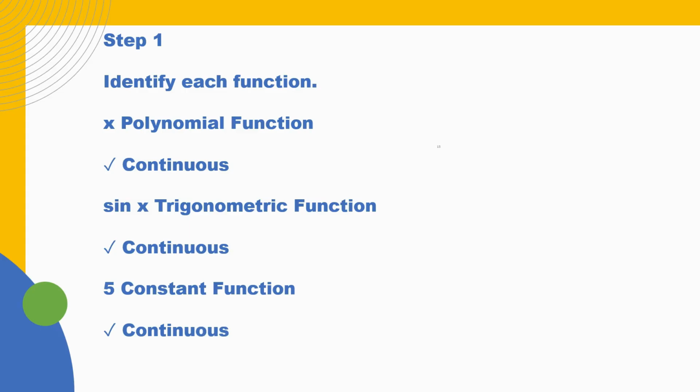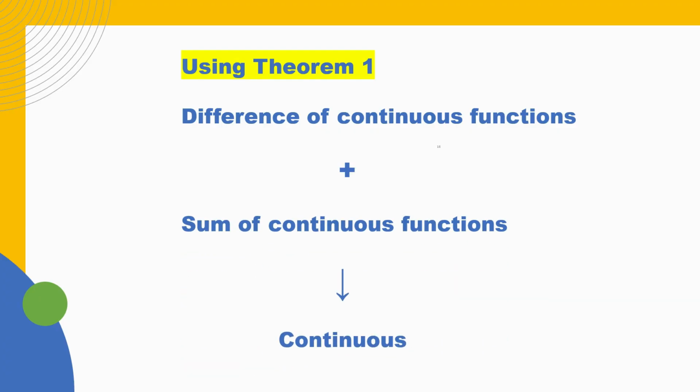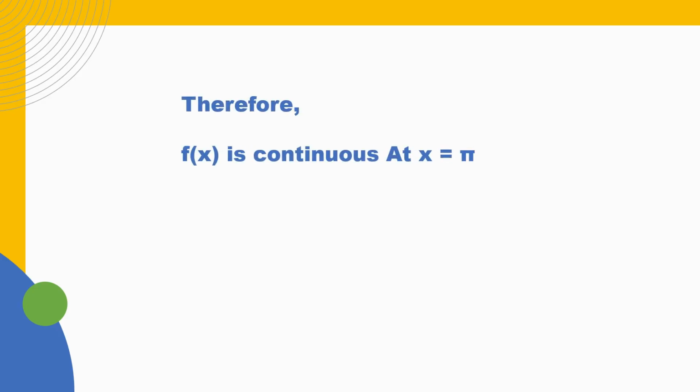According to Theorem 1, their sum and difference must also be continuous. Therefore, applying Theorem 1 here, we can see that the difference of continuous functions and the sum of continuous functions will also be continuous. That's all. Sometimes understanding the theorem saves more time than calculation. Therefore, f of x is continuous at x equals pi.